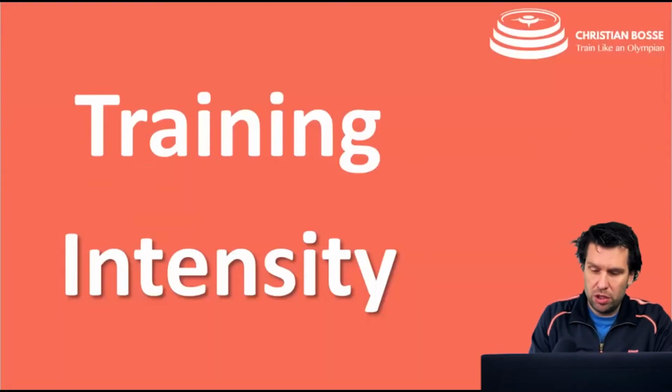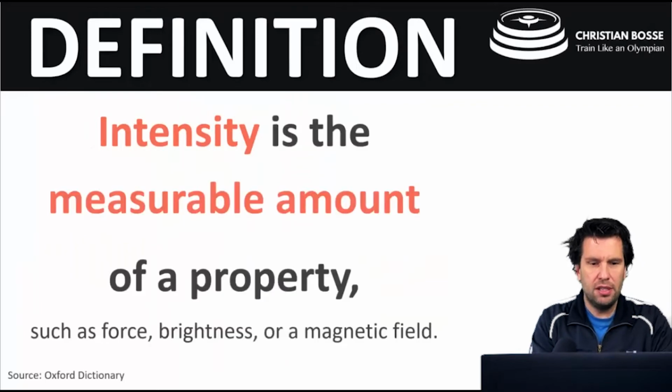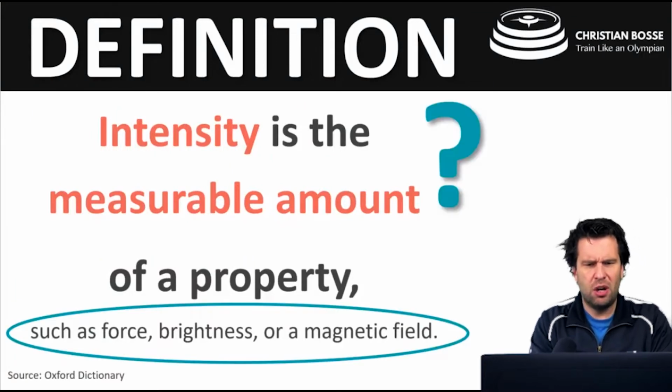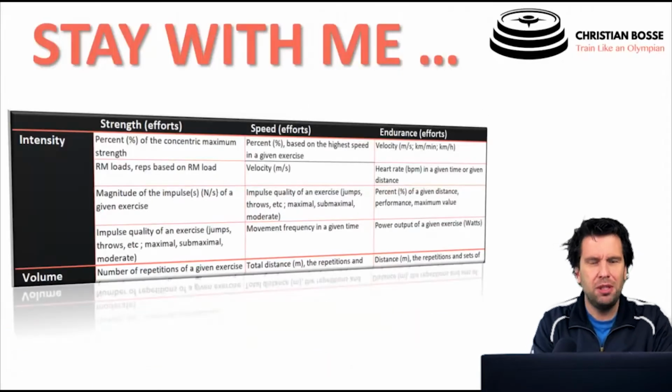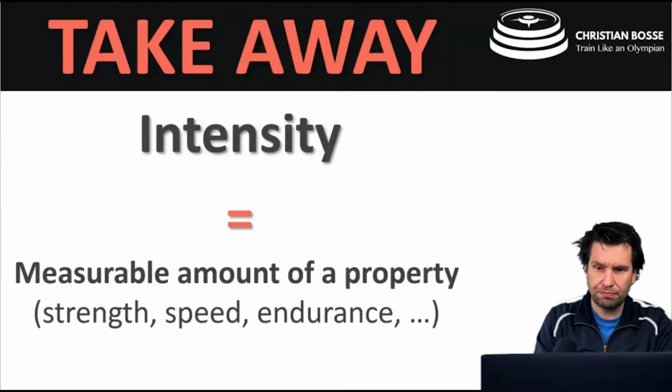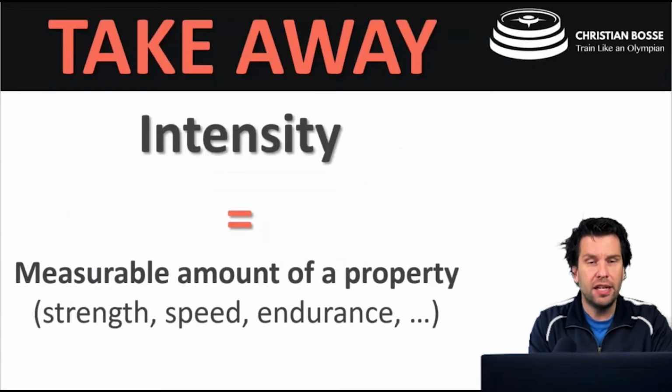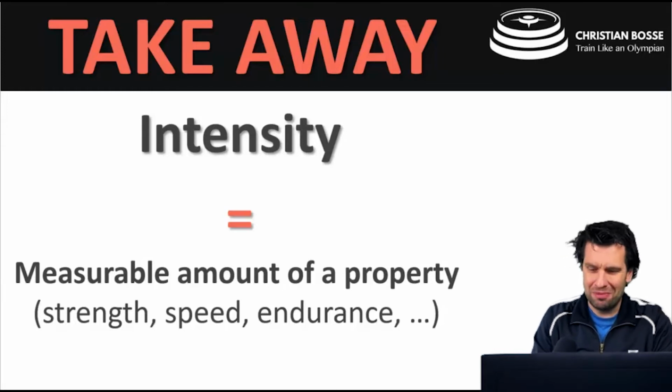So, defining the most important training variables in the context of training methods. Training intensity. What is training intensity? So intensity is the measurable amount of a property, such as force, brightness, or a magnetic field, from the Oxford Dictionary. So now you ask, what the heck is going on? We want to talk about training, but stay with me. We'll do that in a minute when we talk about intensity measures for strength, speed, and endurance. So takeaway, intensity is the measurable amount of a property, in our case, strength, speed, and endurance.